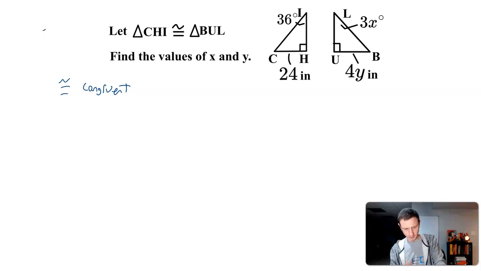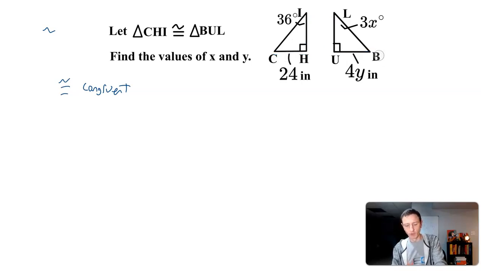The symbol would be like similar, just that alone would be a triangle similar to another triangle. But since we have the equal sign, that means that both sides are going to be equal, the angles are going to be equal, it's congruent, it's the same value. So find values of x and y. And we're given the triangle, so CHI is congruent to BUL.